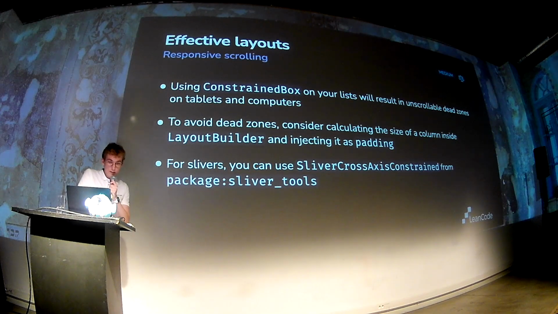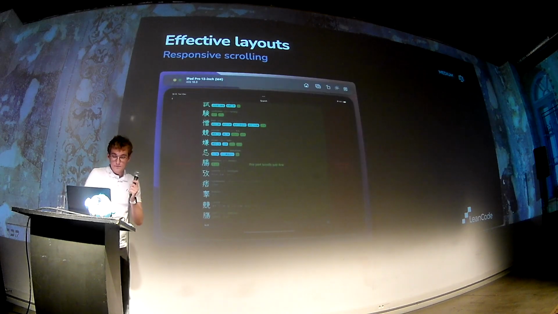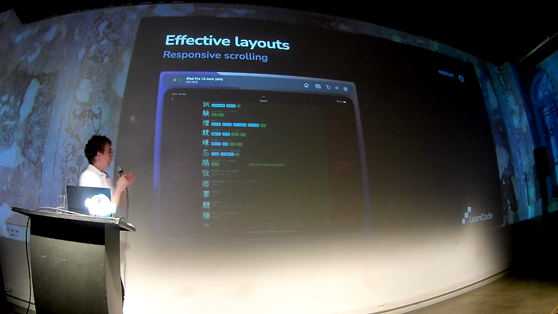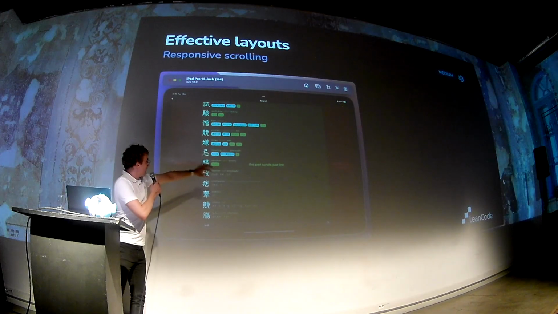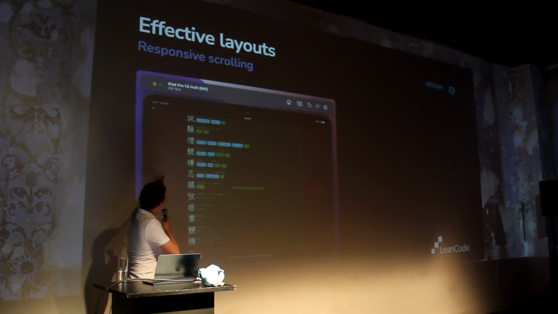And the last one is responsive scrolling. It affects mostly devices with larger screens, like tablets and computers. You may be tempted to use ConstrainedBox, but it can result in dead zones on the left and right side of the screen. Here is an example. If you have something in the middle, like this part, it won't scroll. You can't scroll here.